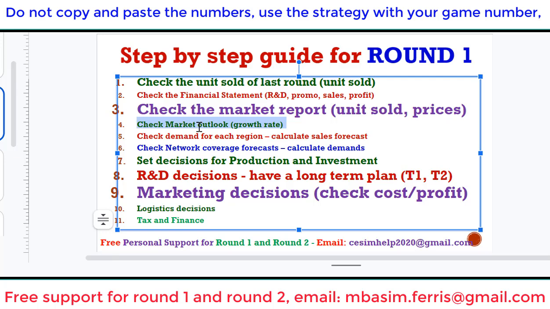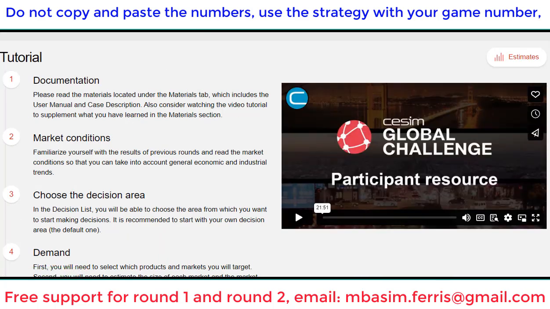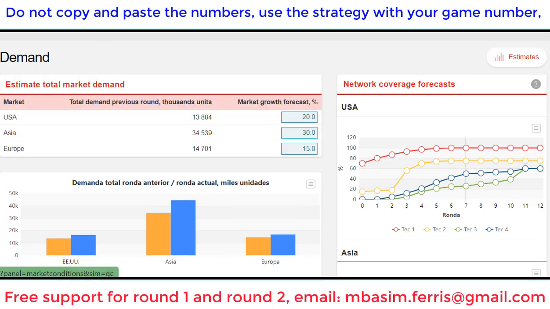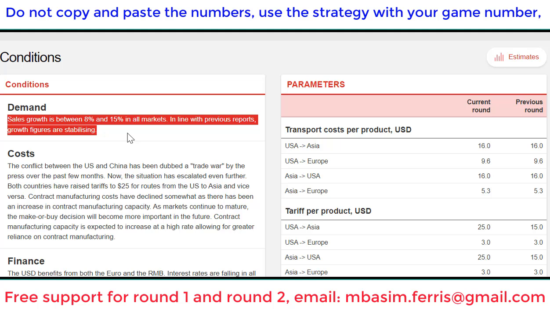And now we need to check the market outlook to see the growth rate. Check the market outlook. We see the market condition here. We see the sales growth between 8 and 15% in all the markets, for example. So this is very important to check to make sure we calculate the demand forecast carefully, and then you can get that forecast precisely to avoid inventory or out of stock, right?